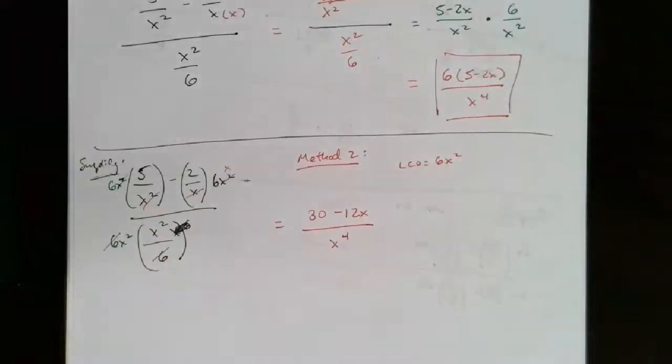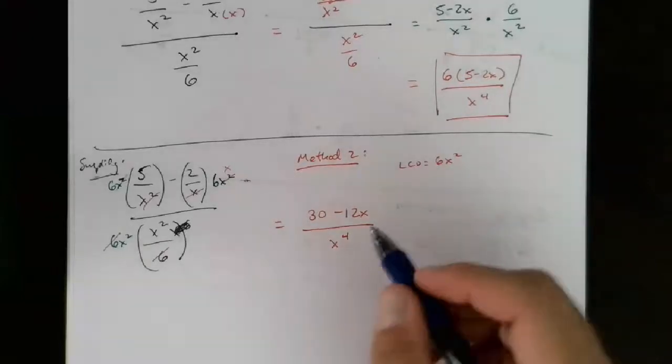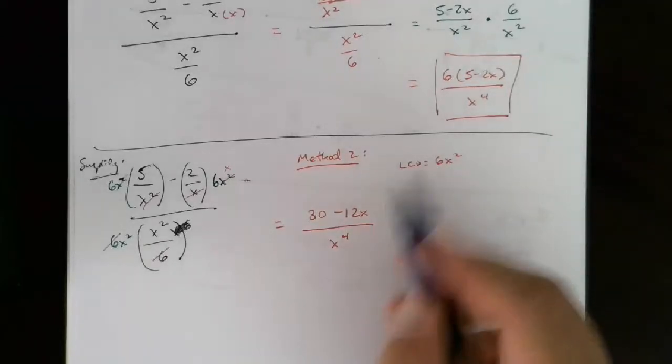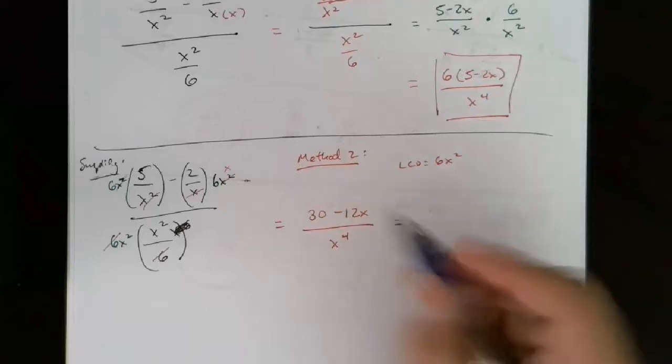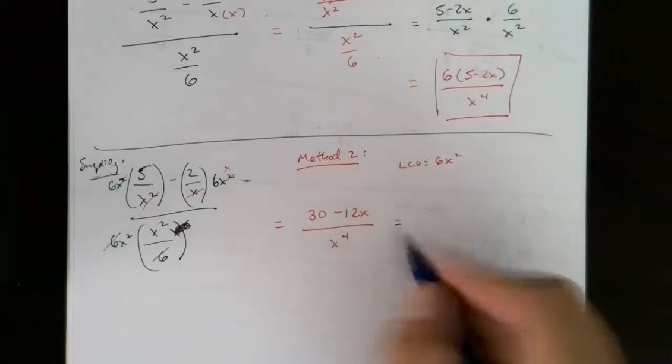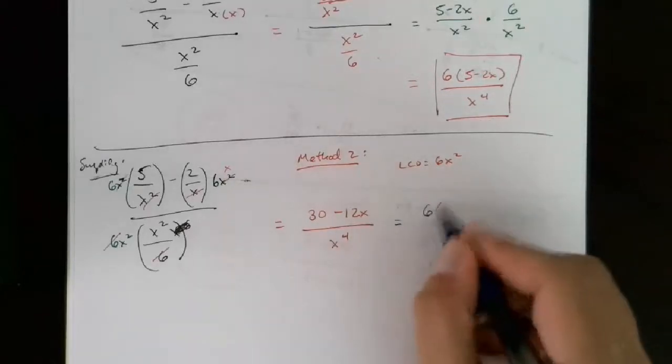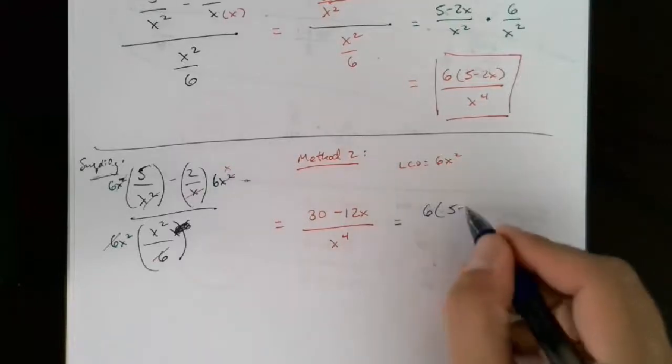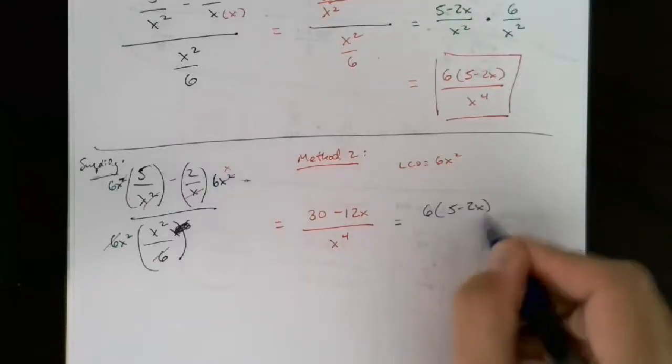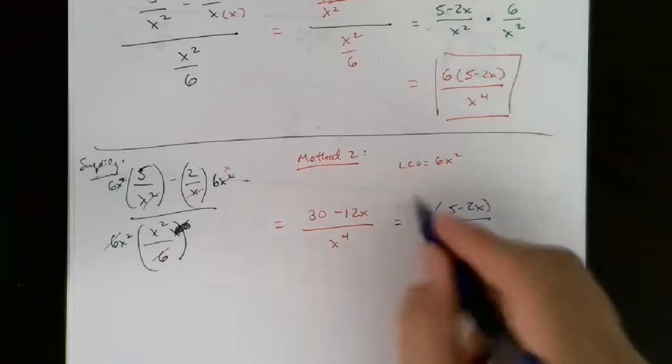Now, you should check to see if this simplifies. If you know it doesn't simplify any further, then you'd be okay to leave it. But remember, when you're checking to see if it simplifies, you factor out. If I factor out a GCF here, it would be 6. We'd be left with 5 minus 2x all over x to the fourth, and none of that cancels.